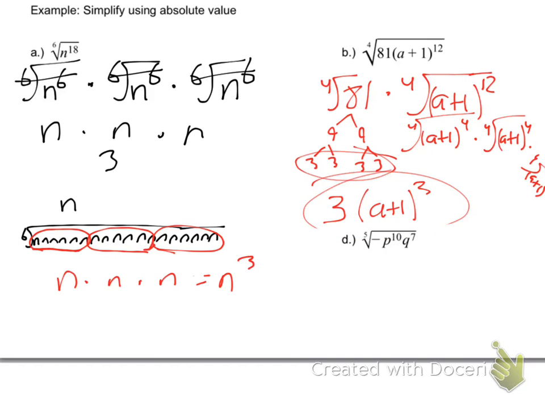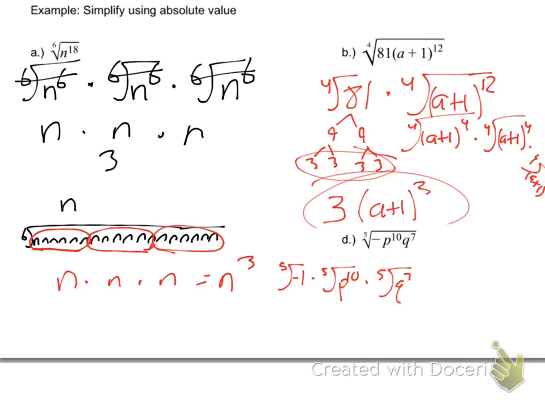Now, moving on to the last problem I'm going to do here is part D. It's a fifth root of negative p to the 10th q to the 7th. I don't think we should have any problems with the p to the 10th q to the 7th. But I think we're going to have an issue with that negative 1. I think everybody would recognize that I could technically take a fifth root of negative 1, multiply that to the fifth root of p to the 10, times that by the fifth root of q to the 7. Right? That's just splitting it up.